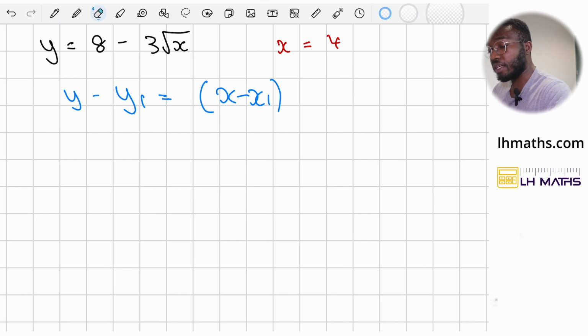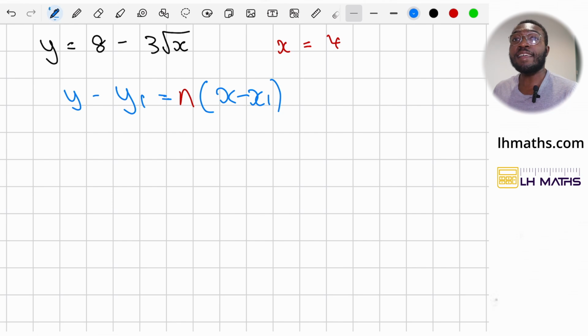It would actually be, I'm going to rewrite that as n. Now the reason for that is just to signify that it's the perpendicular gradient we want. I don't want to say normal, because normal can get confused with the other normal, but if we just work out m, the gradient, then we want to work out the perpendicular gradient. So I'll replace that with n for this.